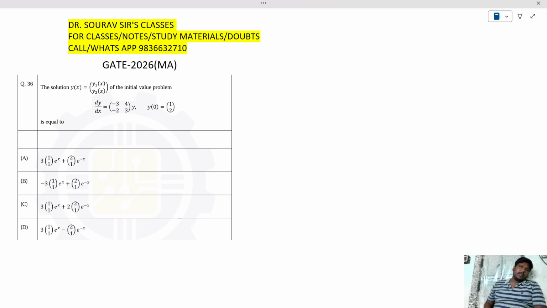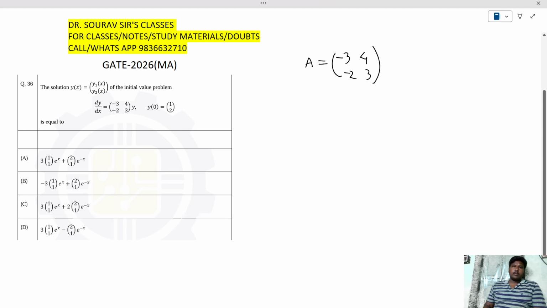This is question number 36, GATE 2026. ये सिंपल क्वेश्चन है, हम लोग को सॉल्व करना है कि solve the following initial value problem dy/dx equals to this. So the matrix दिया गया है A equals to [-3 4; -2 3]. Okay. So यहाँ से लोग इसका आइगन वैल्यू निकालेंगे.